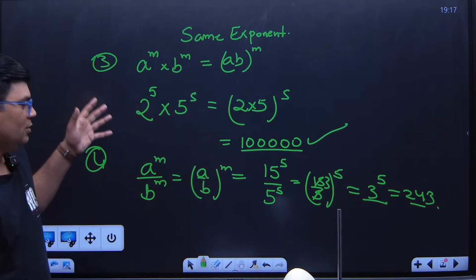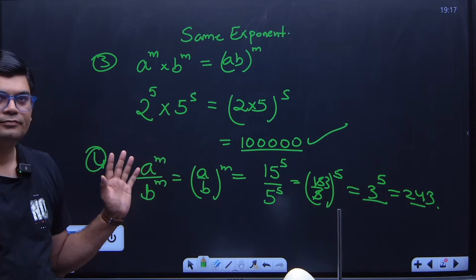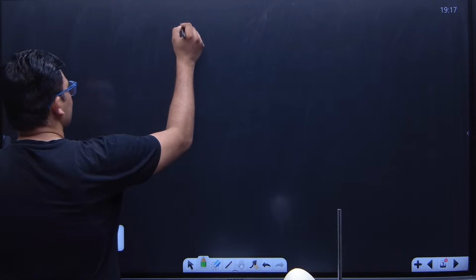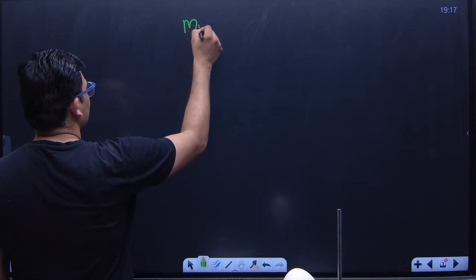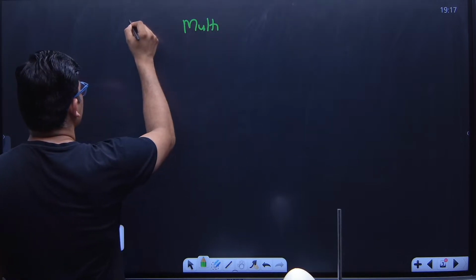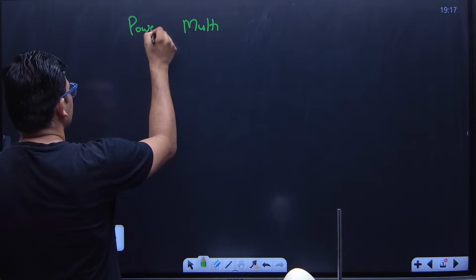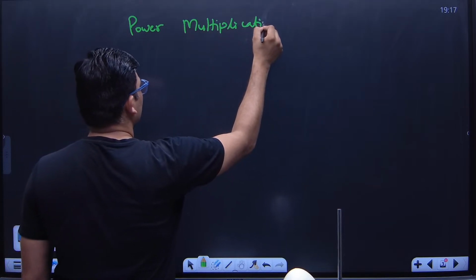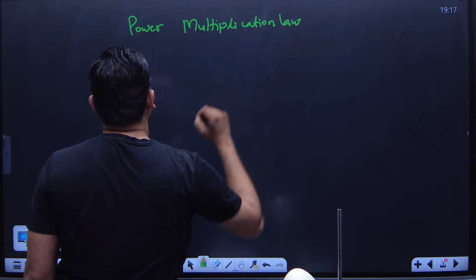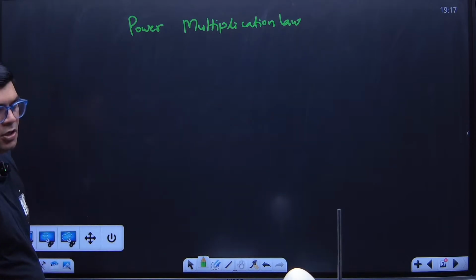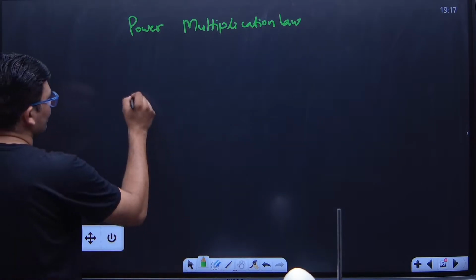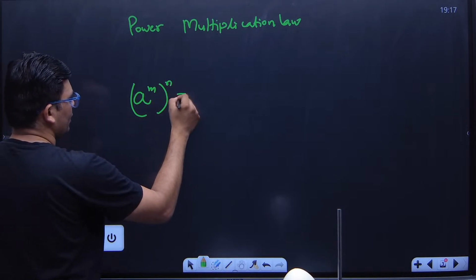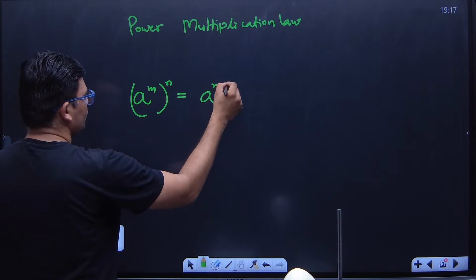Okay. Fourth law clear? Then the fifth law. Fifth law is multiplicative law. You can say power multiplication law. So what is the power multiplication law? If I write a raised to the power m raised to the power n, it will give you a raised to the power mn.